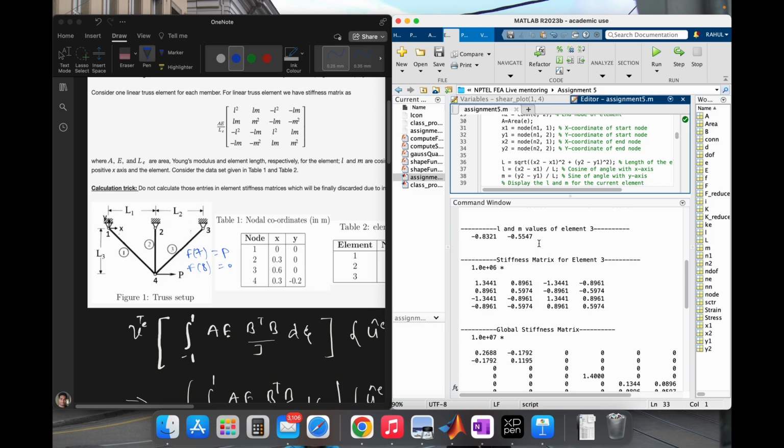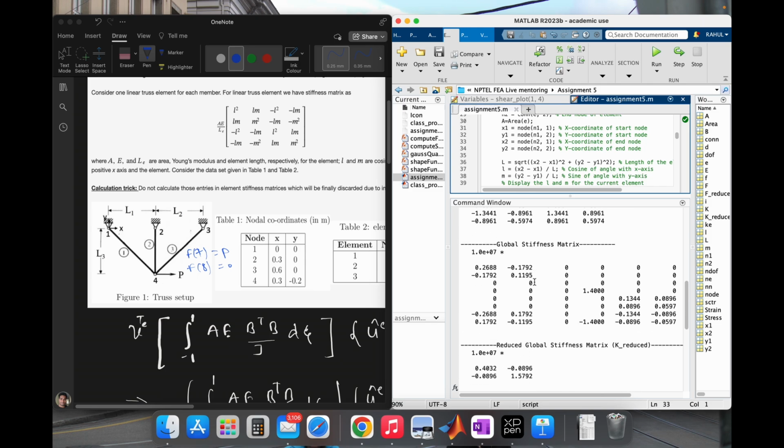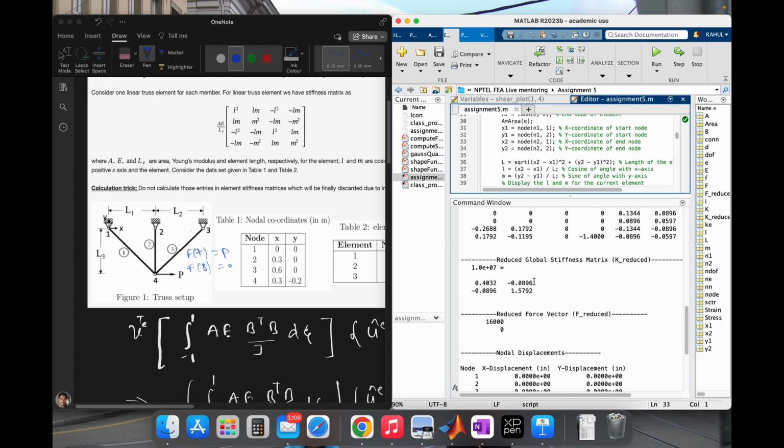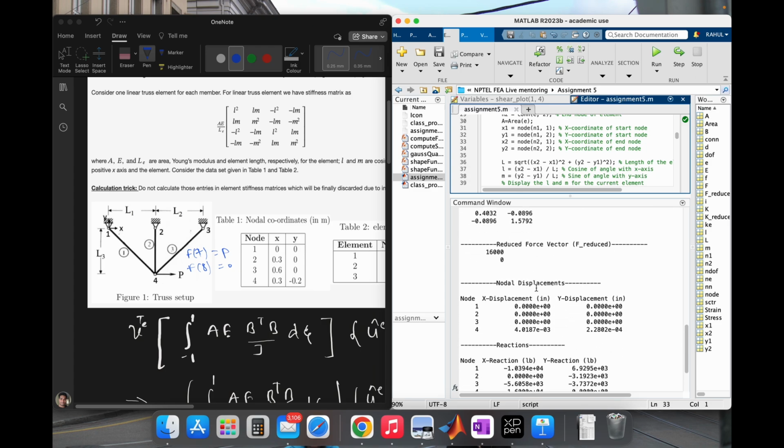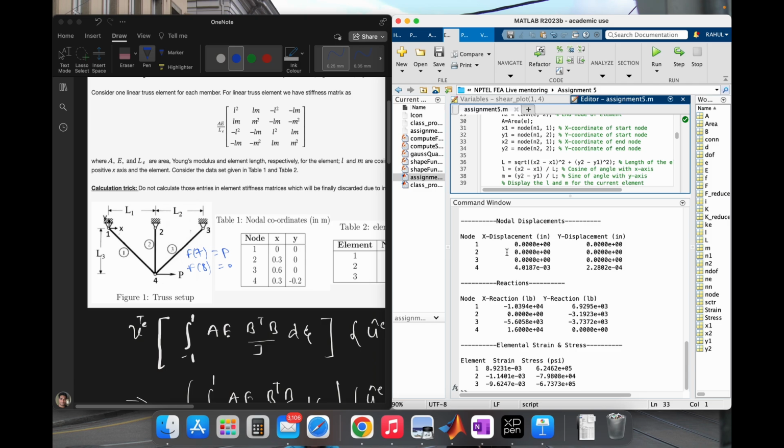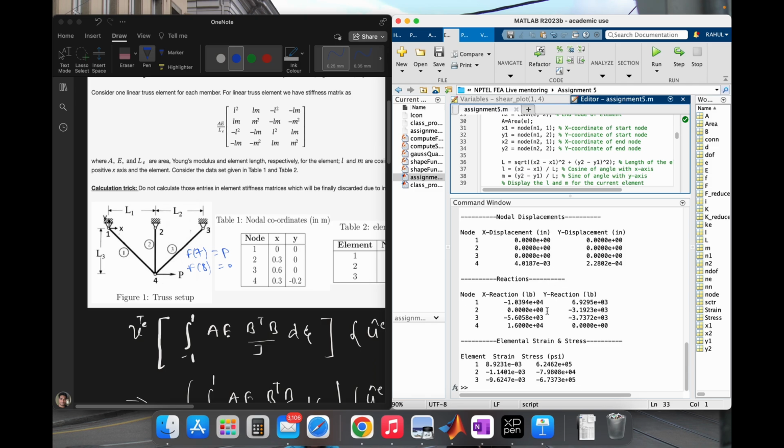This is the stiffness matrix and L and M value for element 3, and this is the global stiffness matrix, this is the reduced stiffness matrix, this is the reduced force vector, and this is the result for the nodal displacement. Here for node 1 we can see that there is no displacement in x and y direction. For node 2 it is also 0, for node 3 it is also 0, but for node 4 we can see that there is a displacement along x and y direction. And this is the reaction force, and this is the element strain and stresses.